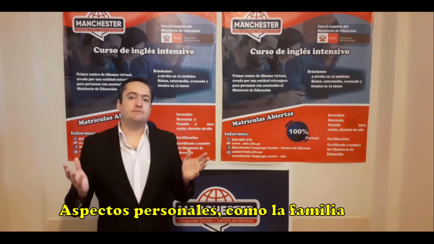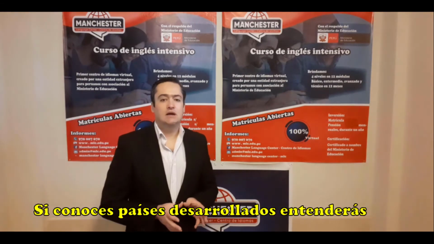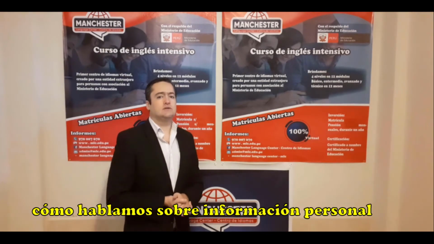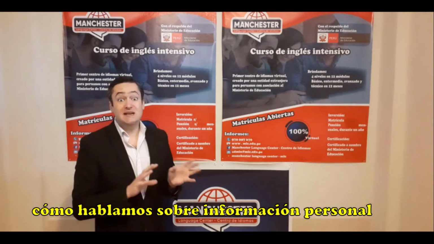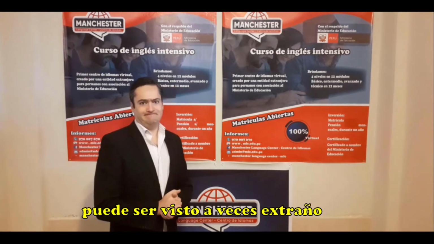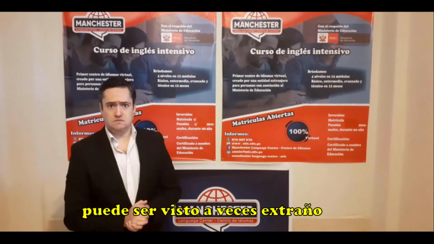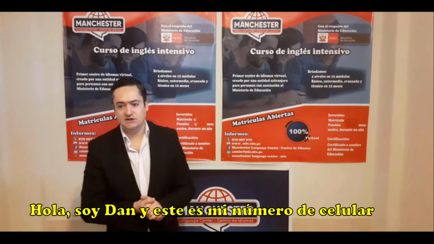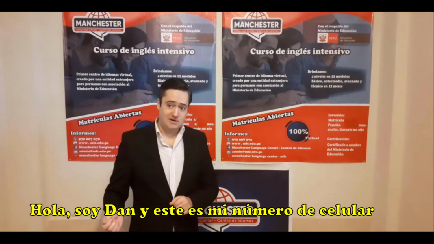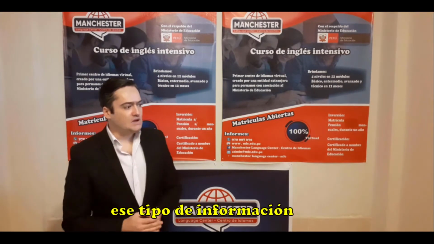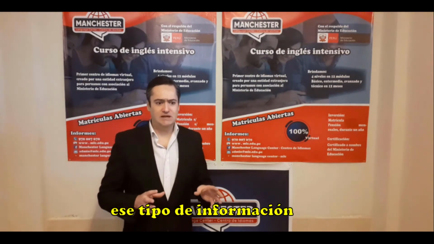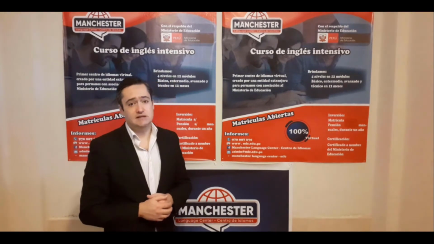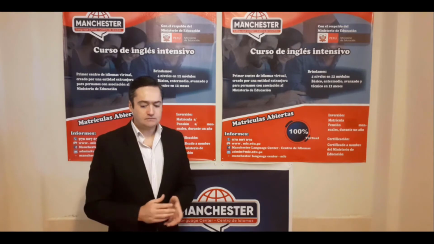So then we have the family aspect. Now, if you're familiar with a country like England or the United States or any first level country, you're going to know that certain pieces of personal information you don't give out. It's not correct. If you met somebody on the road and you said, "Hi, my name's Dan. This is my phone number." So that type of personal information. It's applicable and non-applicable at the same time. It depends on your scenario, it depends on your ability to read said scenario and apply said information.